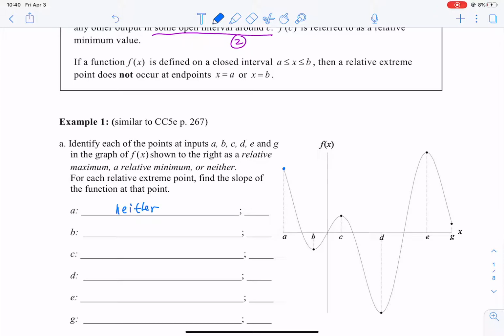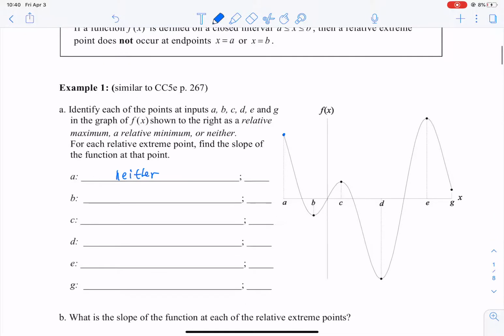It's not a relative maximum point. It's not a relative minimum point. It's neither. And then let's check point B. Point B, the first condition. If we draw any open interval that covers B, then you can see the corresponding function value f of B is the maximum. So we know f of B is the relative minimum. It's the minimum because this is the negative function. So we know point B is a relative minimum.